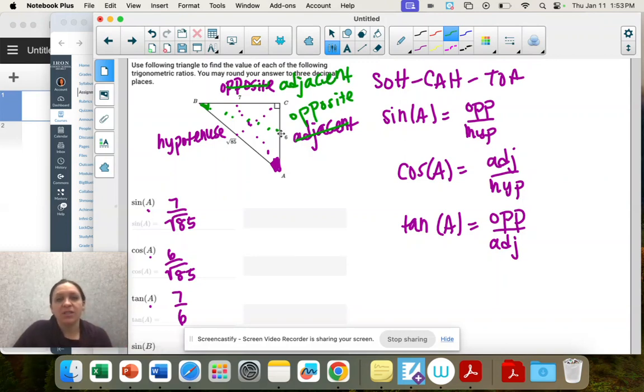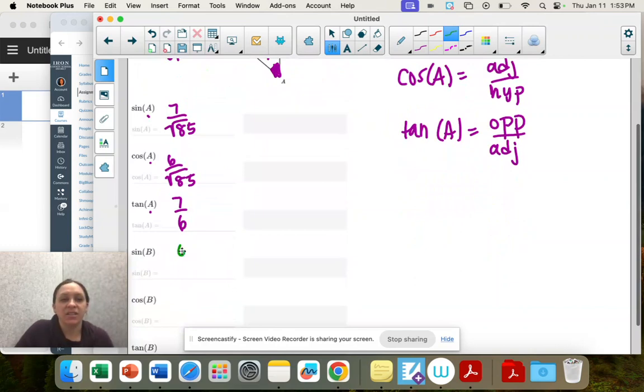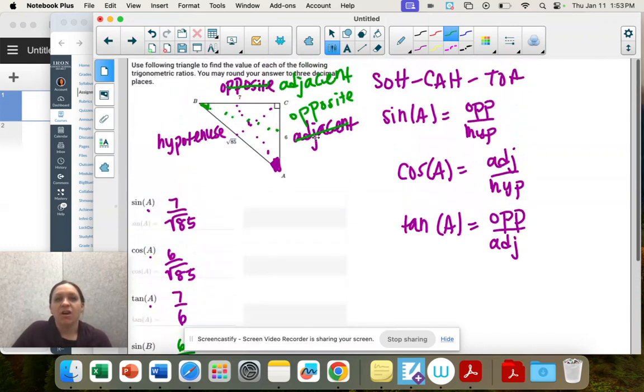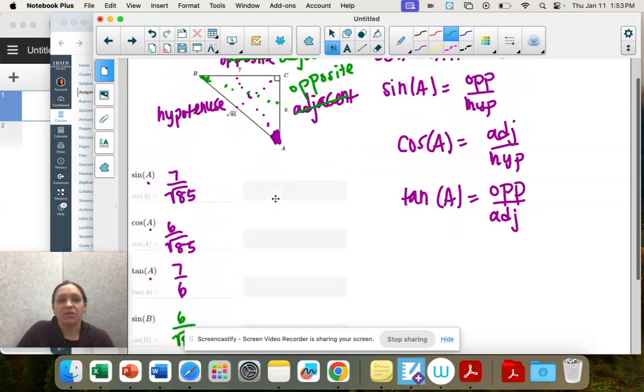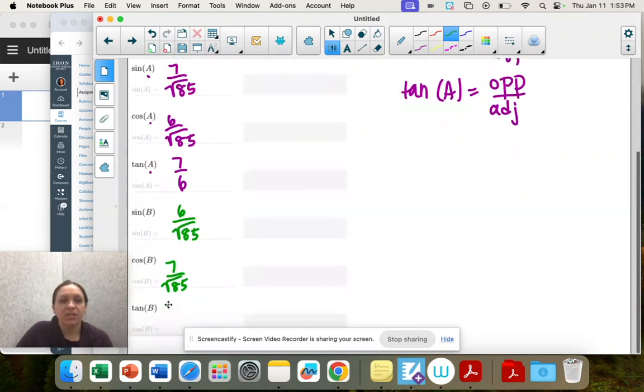So opposite over hypotenuse for sine is 6 over square root of 85. The new adjacent is 7 over square root of 85. And then for tangent, opposite over adjacent is now 6 over 7. It's the reciprocal of tangent of A.